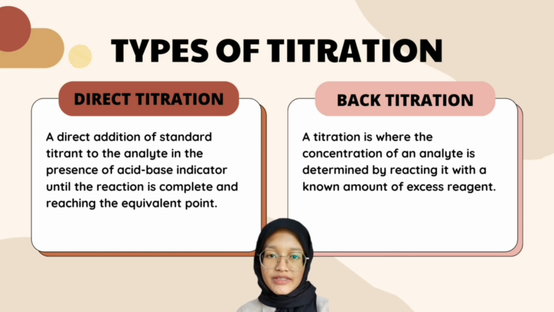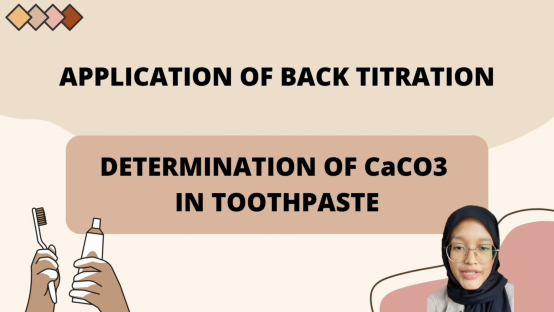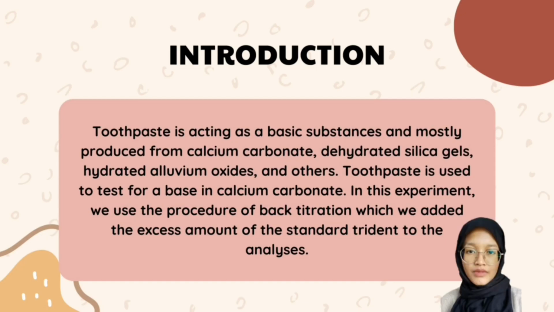Back titration is a titration where the concentration of an analyte is determined by reacting it with a known amount of excess reagent. Next, the application of back titration that we chose is the determination of calcium carbonate in toothpaste. For the introduction of the experiment, toothpaste is acting as a basic substance and is mostly produced from calcium carbonate, dehydrated silica gels, hydrated aluminium oxide, and others. Toothpaste is used to test for a base in calcium carbonate.